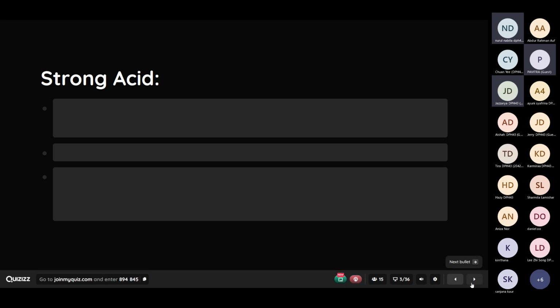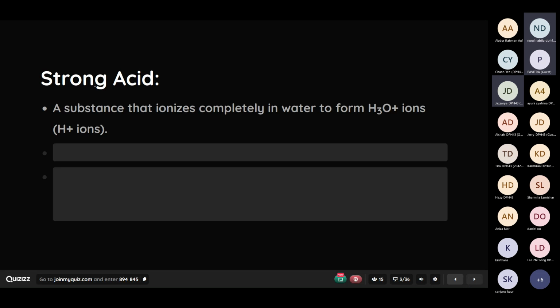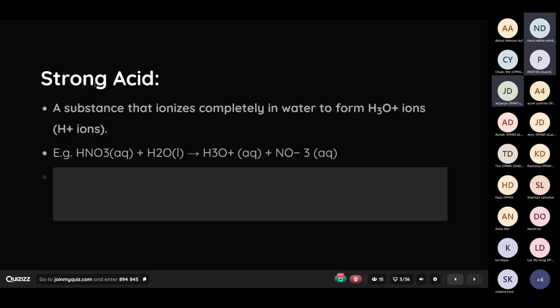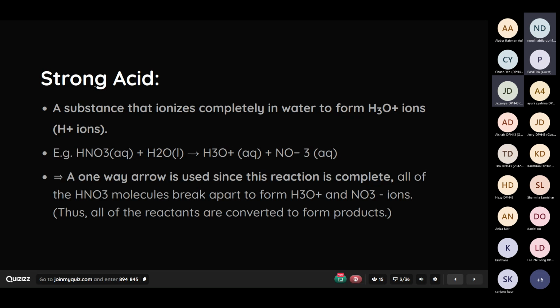So what is a strong acid? It is a substance that ionizes completely, menghasilkan ion, hydronium ion ataupun H+ ion dengan sepenuhnya. So the key word here is sepenuhnya, completely. So contohnya nitric acid, HNO3, bila dia larut dalam air, dia akan menghasilkan hydronium ion, H3O+, dan juga NO3-. So a one-way arrow here is used since the reaction is complete.